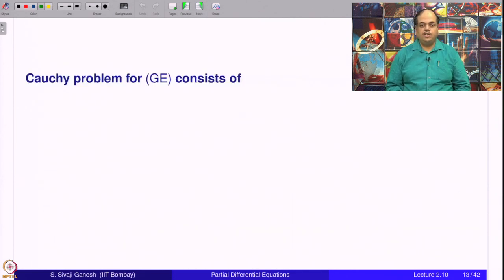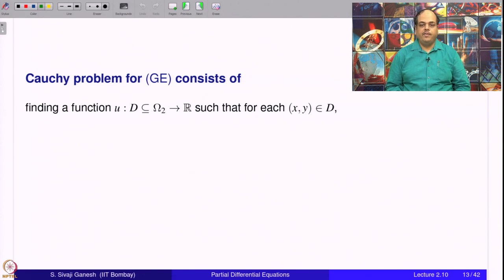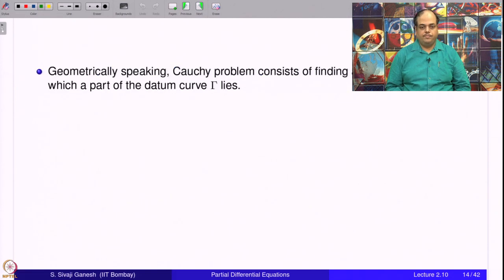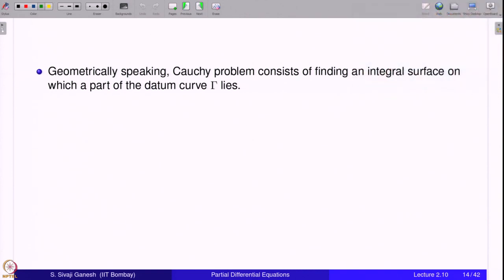So, the Cauchy problem for GE consists of finding a function u with a domain D contained in Omega_2 such that for every (x,y) in D, this 5-tuple belongs to Omega_5, and therefore I can apply F to it and F of that should be 0. And for each s in I', u(f(s),g(s))=h(s) for some I' subinterval of I. So, geometrically speaking, the Cauchy problem consists of finding an integral surface on which a part of the datum curve lies.